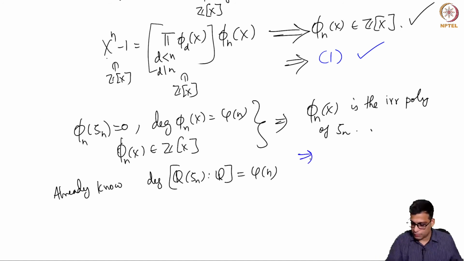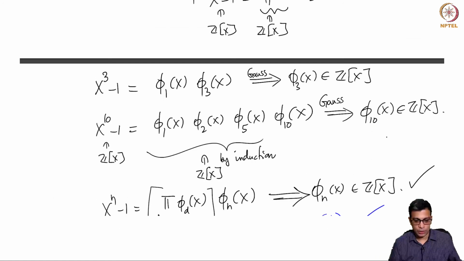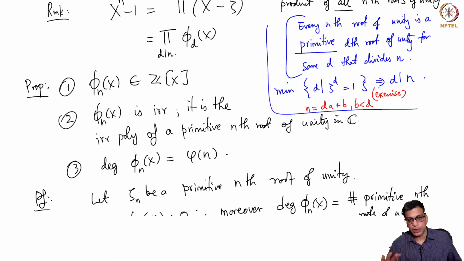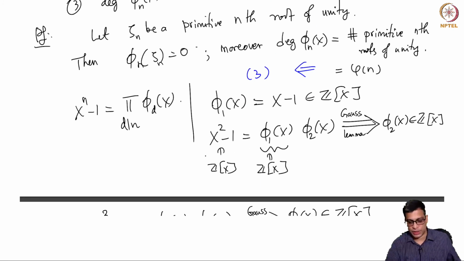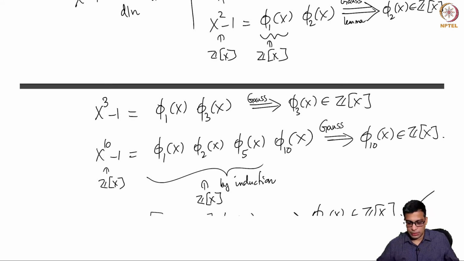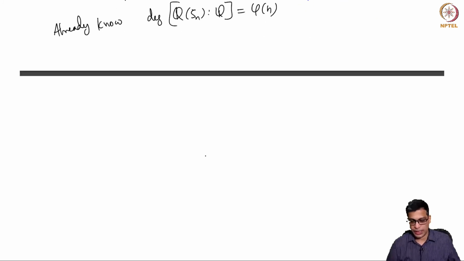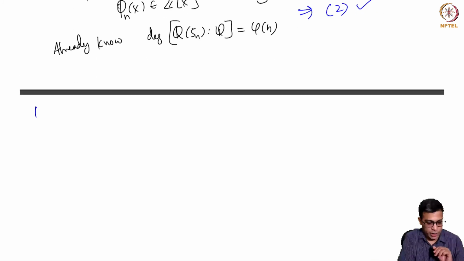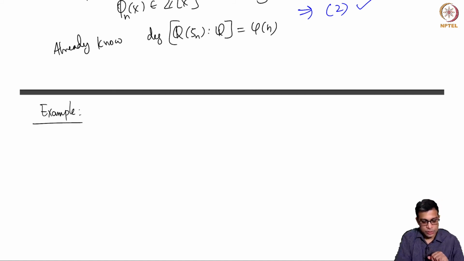Okay, so this implies 2. So this proves a proposition. So this is a recursive method of constructing the irreducible polynomials of primitive nth roots of unity. So let me quickly do this example and then we will stop this class.